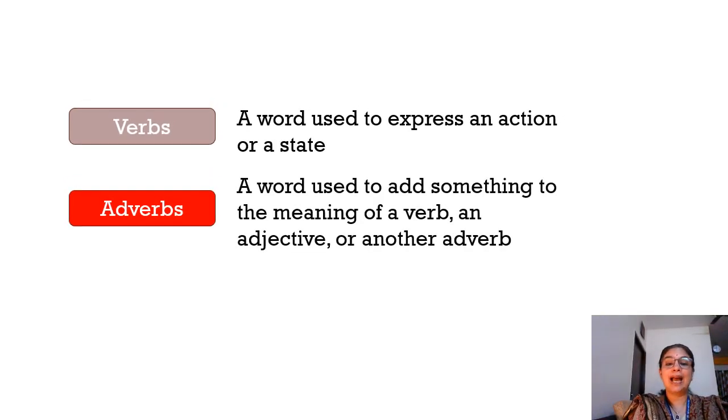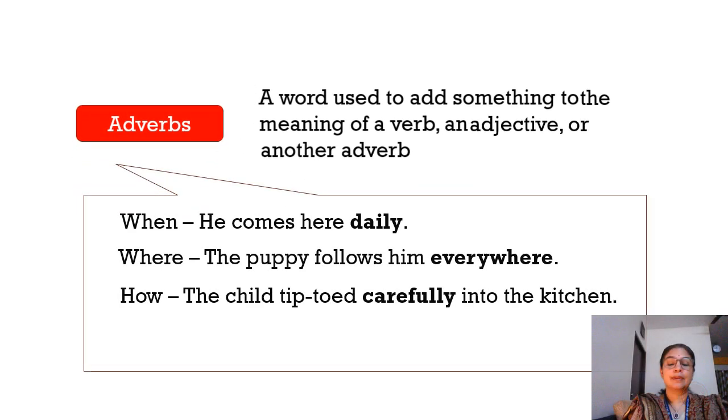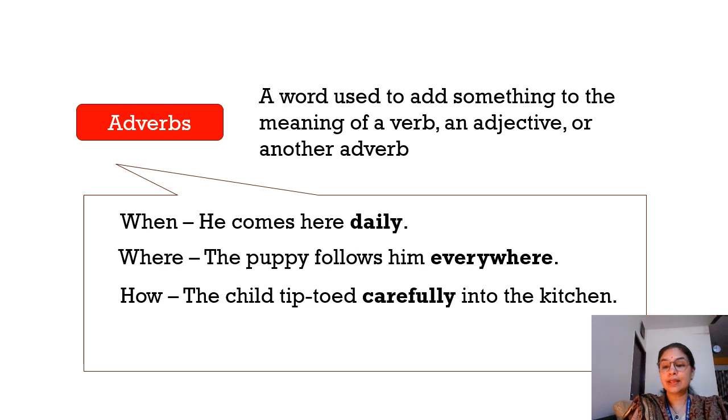Now let's look at adverbs. A word used to add something to the meaning of a verb, an adjective, or another adverb. Now we may have been taught that adverbs only add meaning to a verb, but adverbs do more than that. They can add meaning to an adjective or another adverb. Now some of the things that adverbs do. They tell us when an action happened, or where it happened, or how it happened.